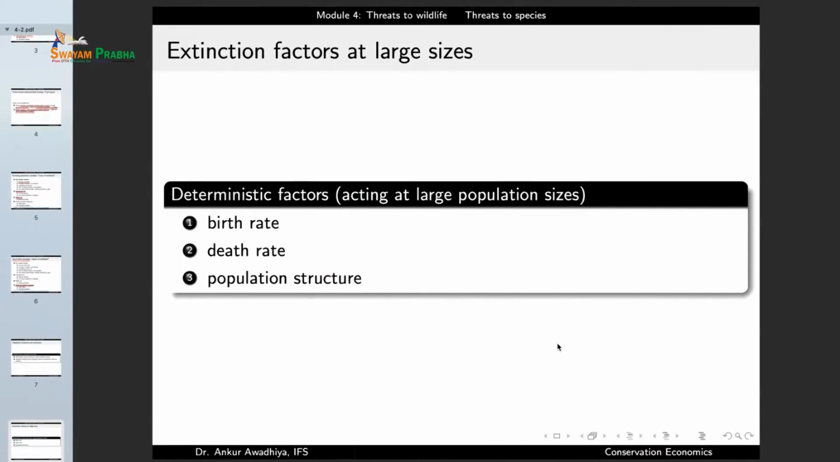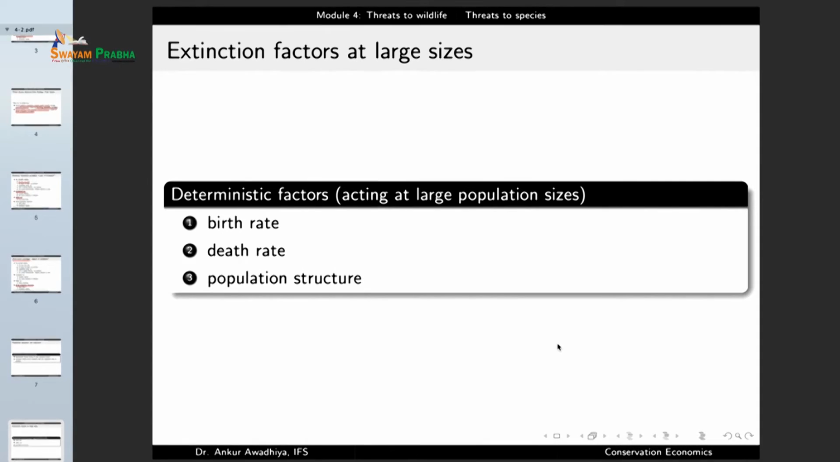Now, these sorts of factors, the changes in birth rate and the changes in death rate, they are important even when your population is large in size. And so these are deterministic factors. So things like birth rate, death rate, population structure.